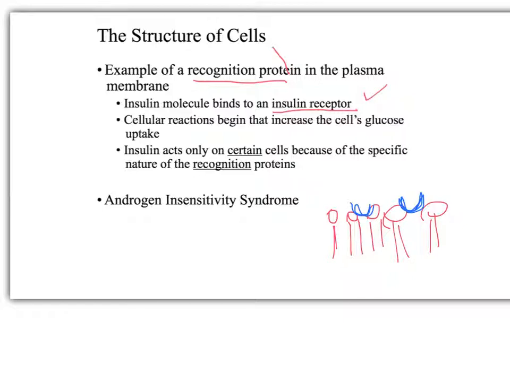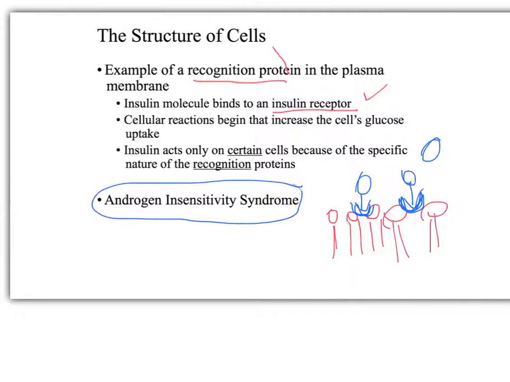Okay, so for example, if someone has insulin receptors, which everybody does, the insulin can come up and bind to the receptors and allow the cells to take up glucose. I'll find a video and put in there to kind of explain that process.